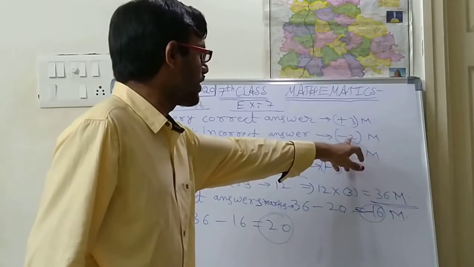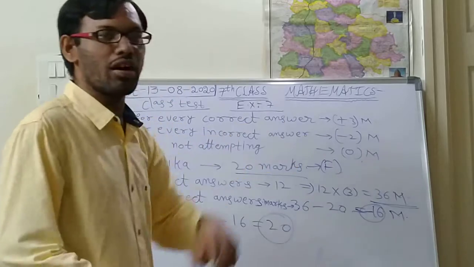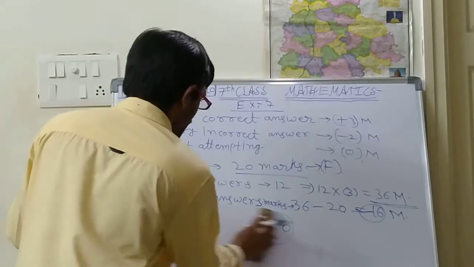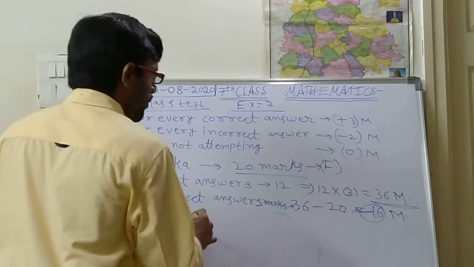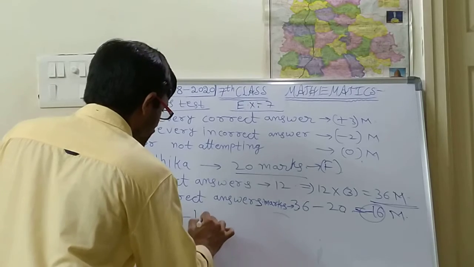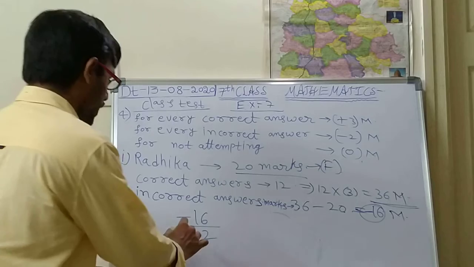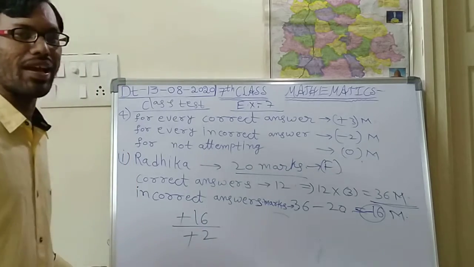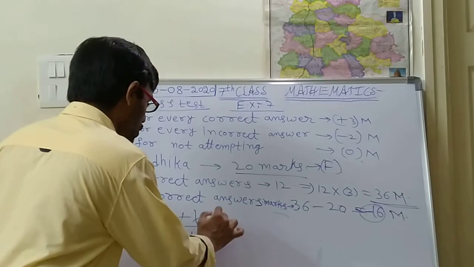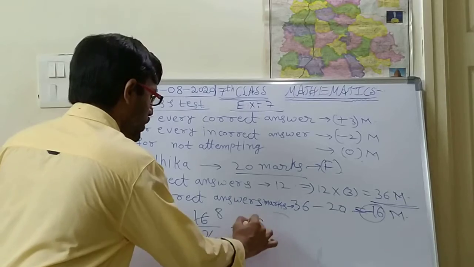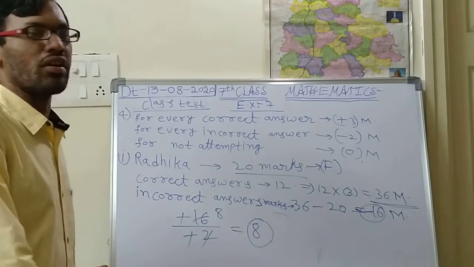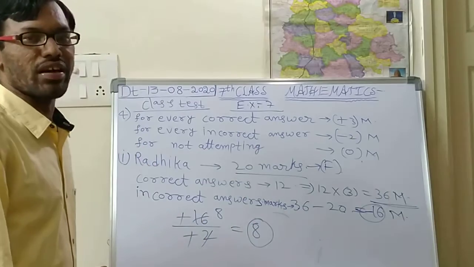So minus 16 means how many marks they will award. So you divide minus 16 by minus 2. Minus minus will get cancelled. So 2 ones are 2, 2 8s are 16. So 8 incorrect answers are there.